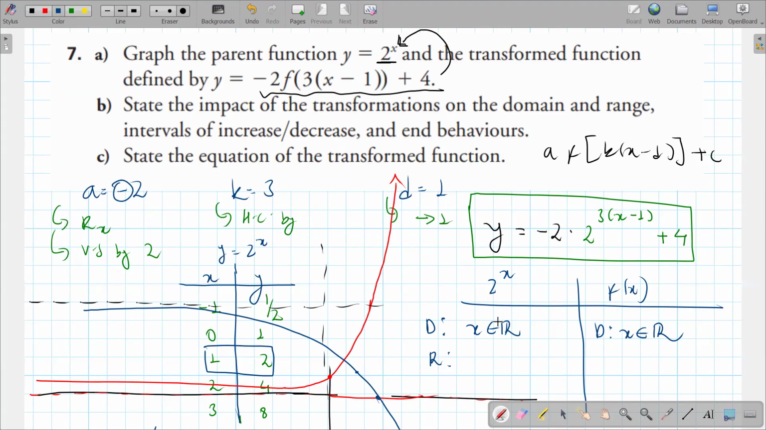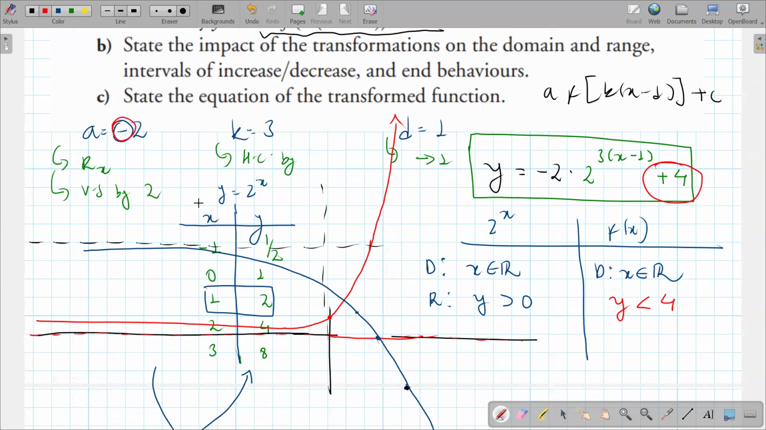Y has to be greater than 0. Exactly, perfect. What's the range for this function? And again, remember what the asymptote is. Y has to be greater than 4. Greater than or less than? Less than. Less than 4, because it's gone down because of this -2, it's going down.